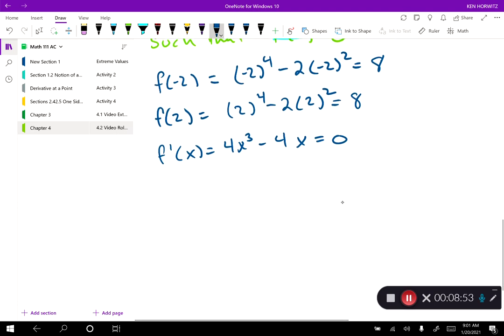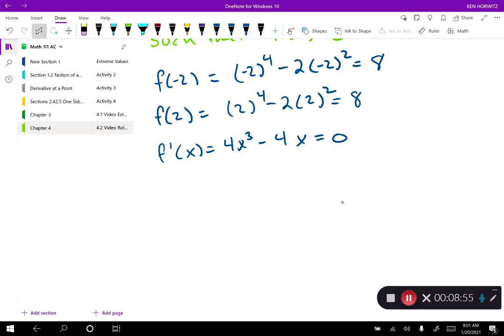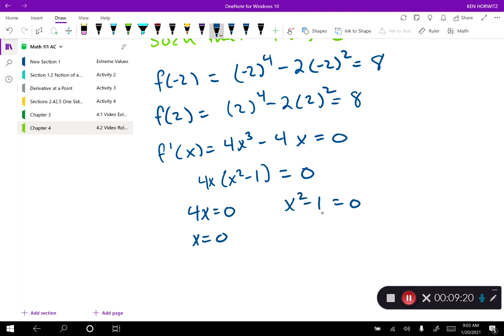All right. So why don't you guys do a little bit of algebra first? See if you can solve it, and we'll compare our answers on the back end. All right, so I can factor out a 4x. I'm left with x squared minus 1 equals 0. So I got 4x equals 0, x equals 0, and x squared minus 1 equals 0.